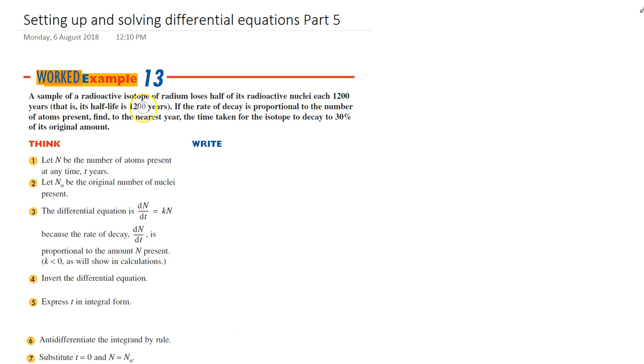A sample of a radioactive isotope of radium loses half of its radioactive nuclei each 1200 years. That is, its half-life is 1200 years.